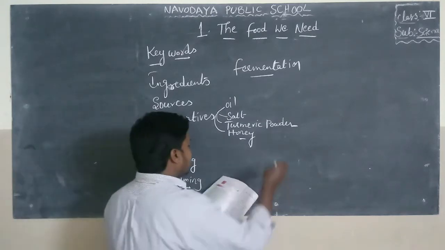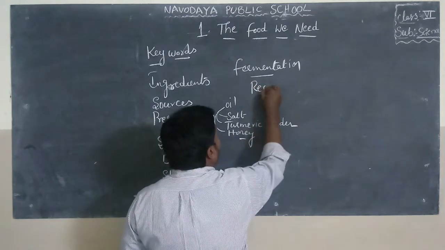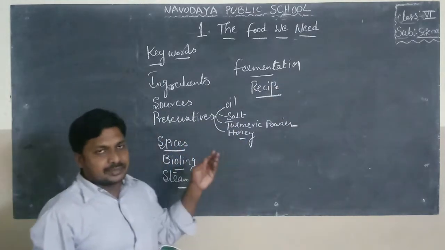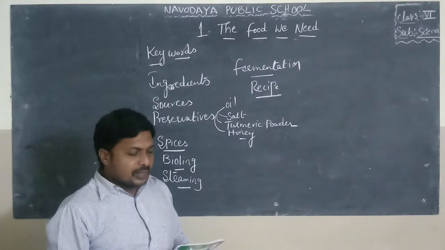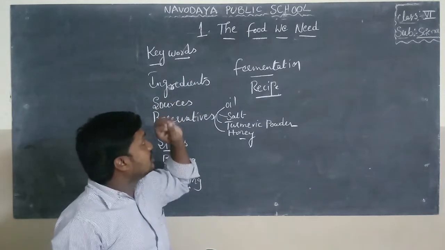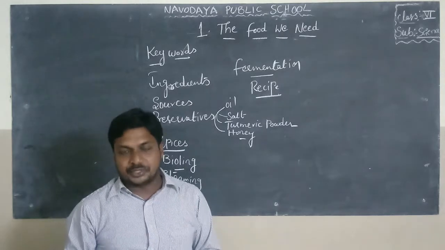Next one is recipe. What do you mean by recipe? The method of preparing different types of food is known as a recipe. So these are the keywords which we learnt in lesson 1, 6th class science subject.